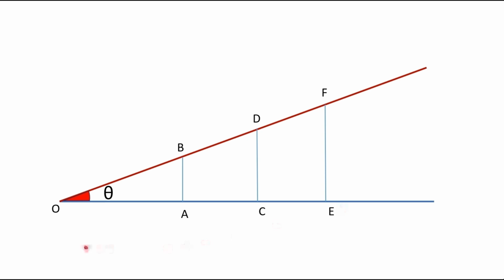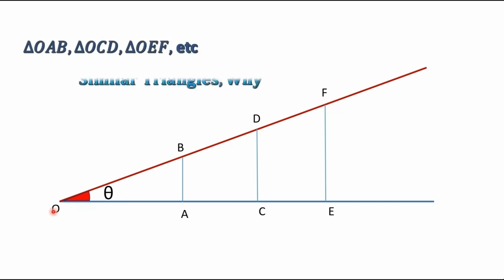Right. Now if you observe, it forms many triangles. So here OAB is one triangle, and OCD is another triangle, and OEF is another triangle. Right. If you notice, all these triangles are similar triangles. Why are these similar triangles? Because of the AA criteria of similarity. What does it mean? Let me explain.